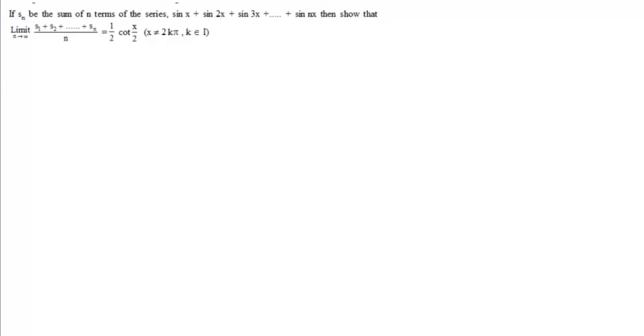Now the question is, let Sn be the sum of this series sin x plus sin 2x plus ... plus sin nx. Now basically angles are in AP with common difference of x.